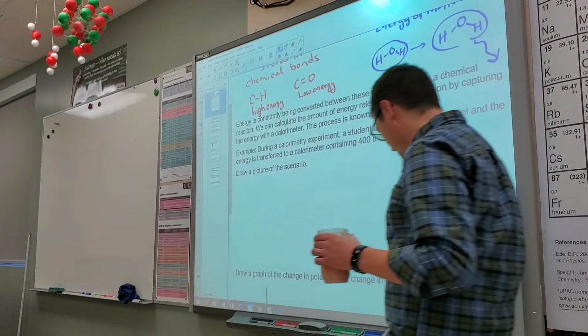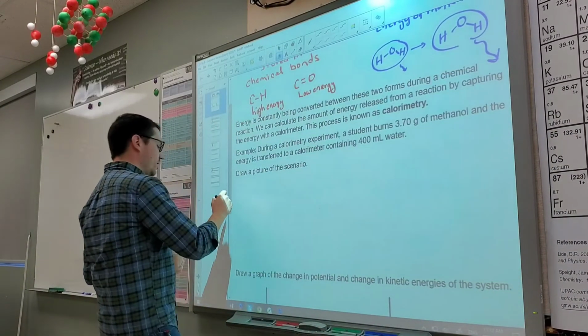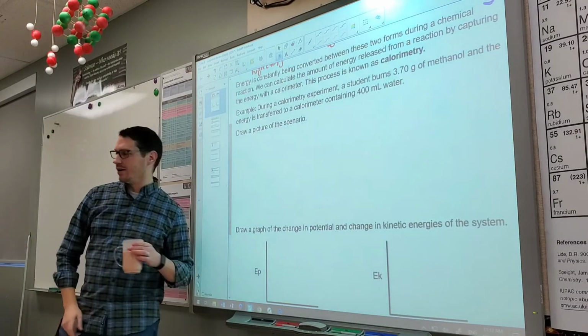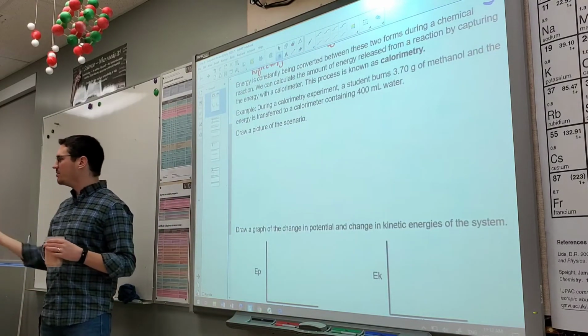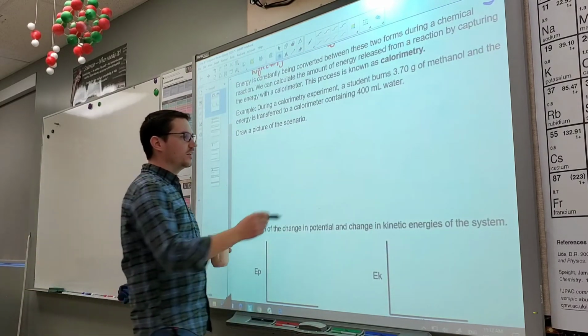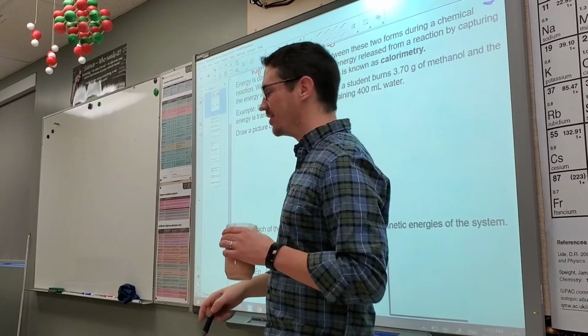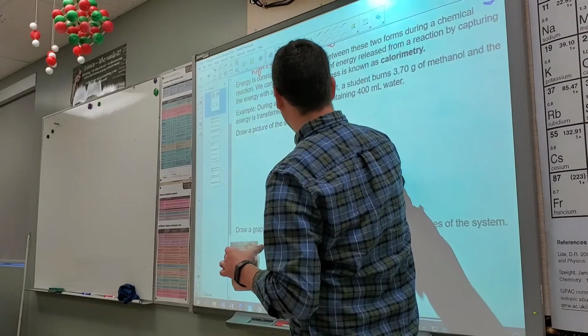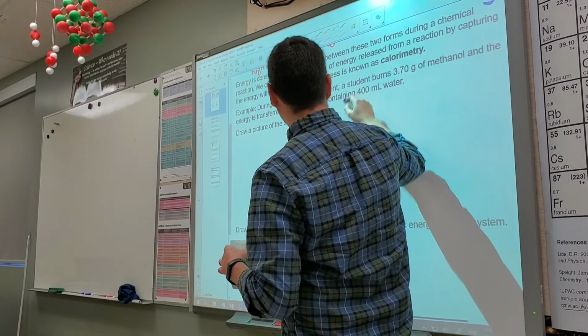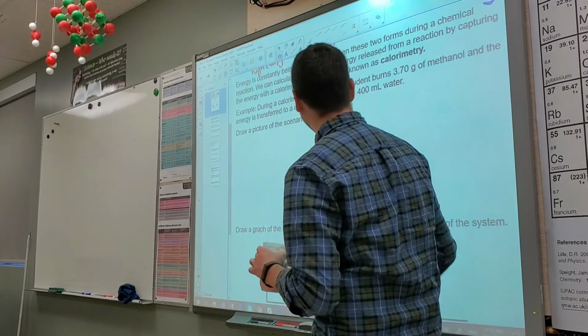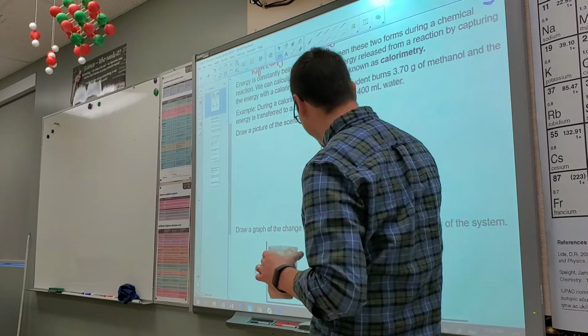Okay, let's draw a picture. What's going to hold the water? Some sort of a container. Yeah, probably not styrofoam, because there's a flame underneath, but that's fine. That'd be fun. Science experiment. Let's see what happens. It's made of styrofoam.